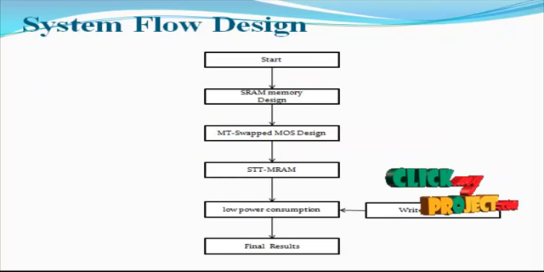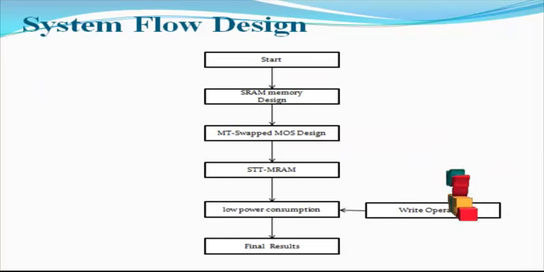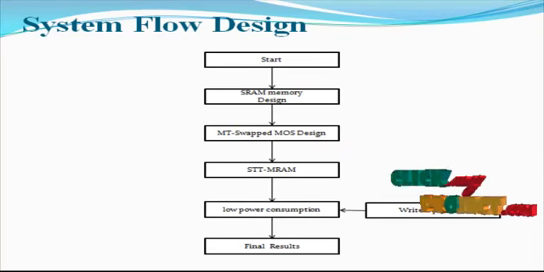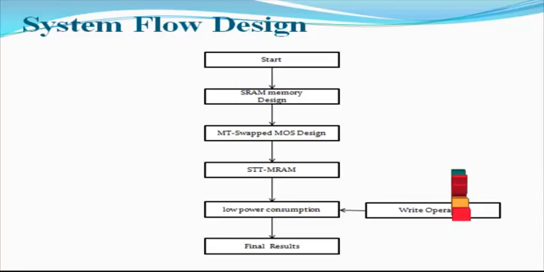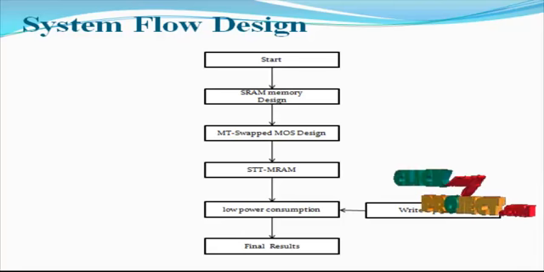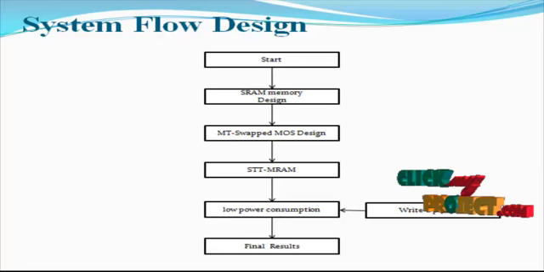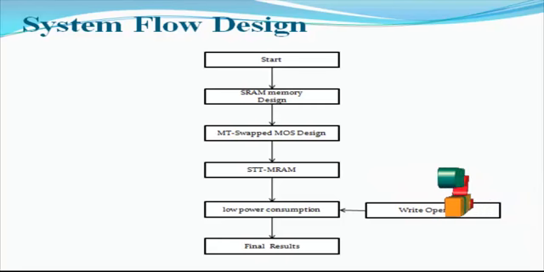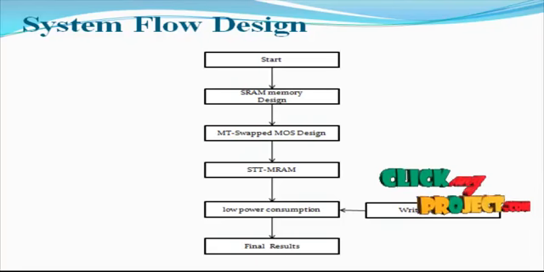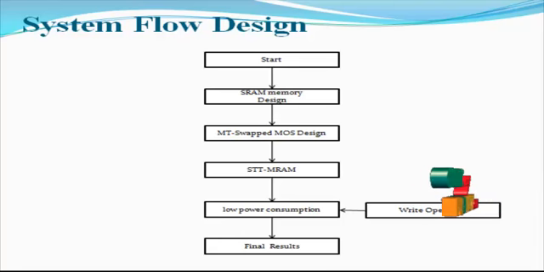Next we see the flow diagram for the product. First we design the SRAM architecture and apply the memory architecture design. This SRAM design provides single bit storage cells with two inverting cross connections, and we apply the multi-threshold swapped MOS designs to optimize the number of transistors, and design for the STT-MRAM architecture results. The STT-MRAM architecture is mainly used as a cache architecture to provide fast temporary storage.